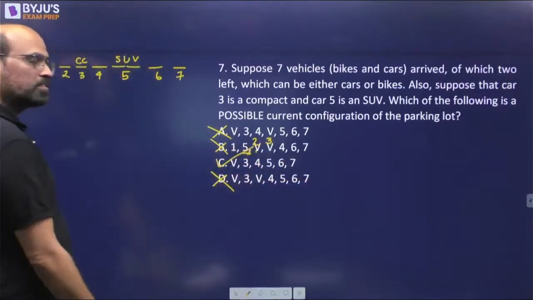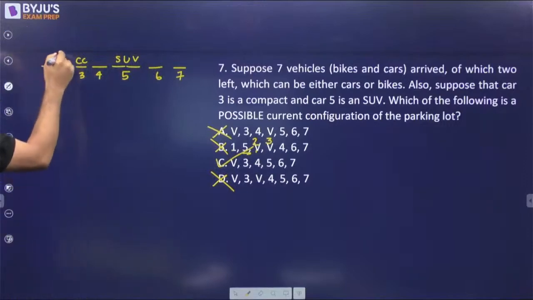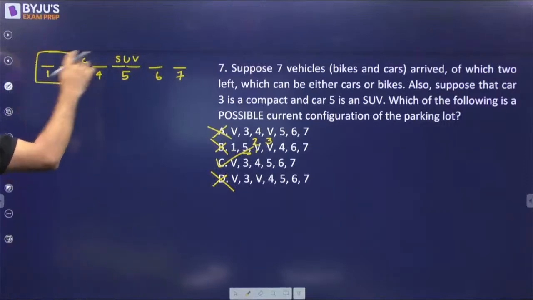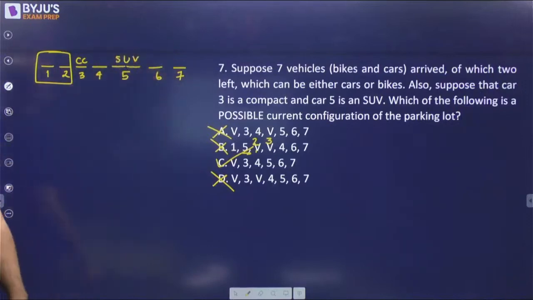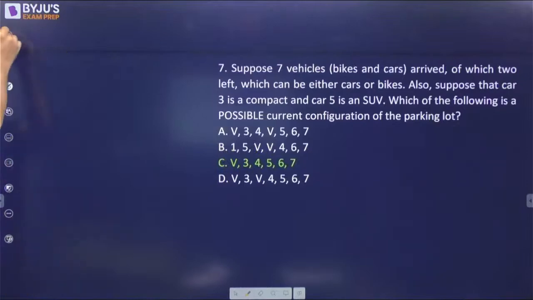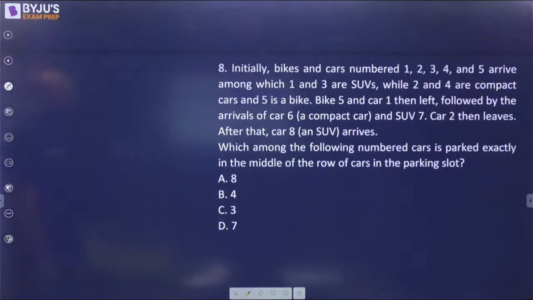So only C makes sense. कि ये वाला जो था, ये 2 vehicles they left, so they are vacant and we are left with 3, 4, 5, 6, 7. Right? C is the answer. Okay, next.